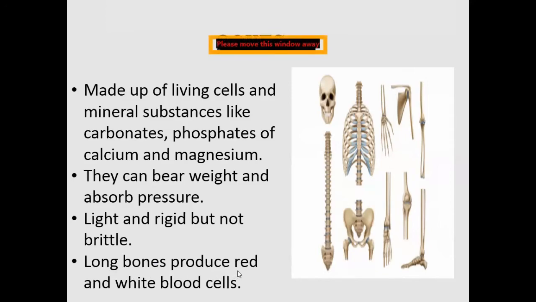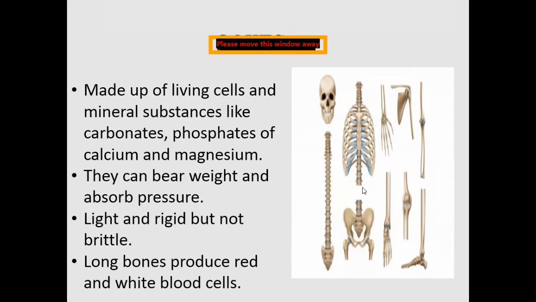Long bones produce red and white blood cells. So what we can say is they are light and rigid but not brittle, as they do not break easily. Okay, there are different types of bones on this diagram. Look at this. This is the skull bone. Here are the ribs, and different types of bones are present.